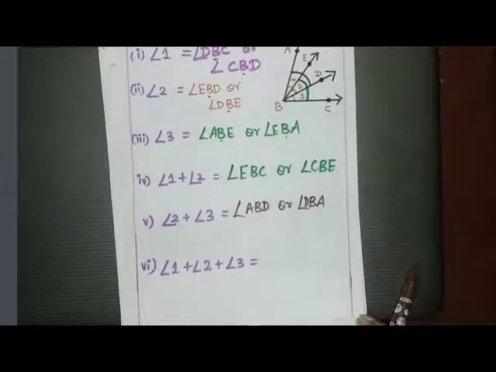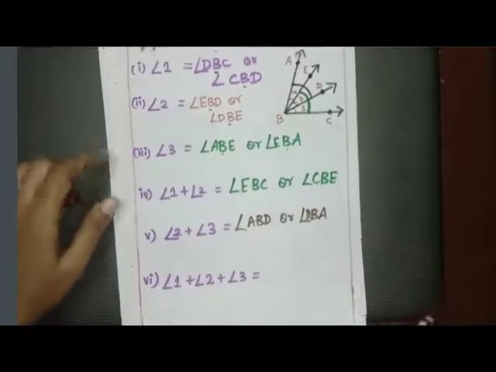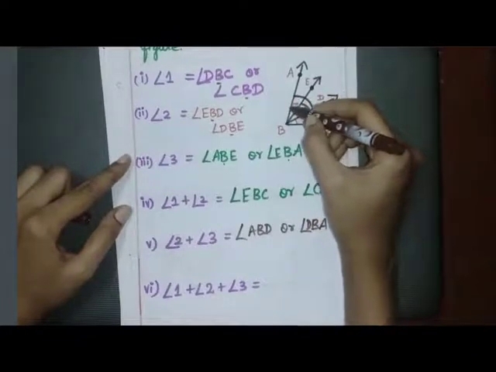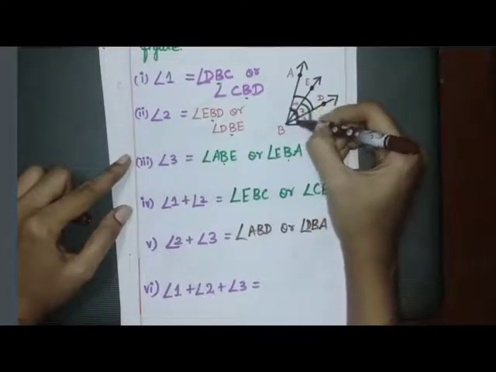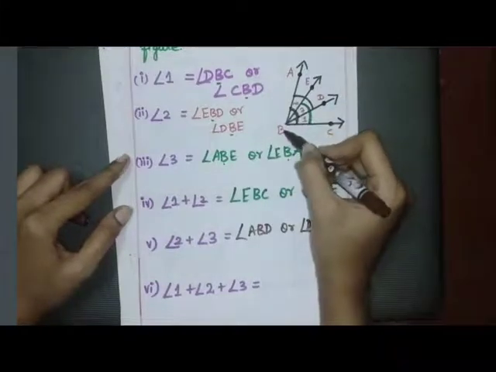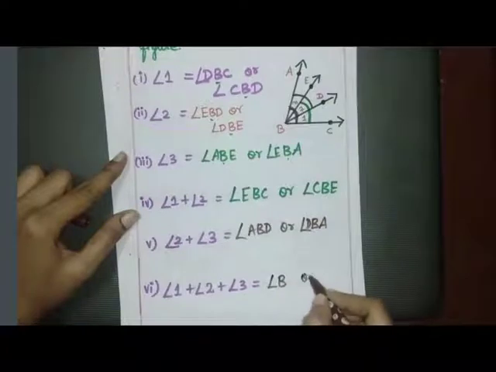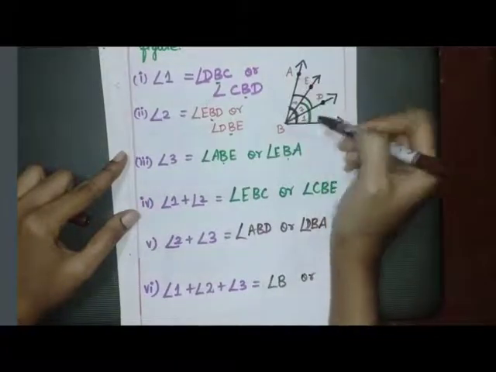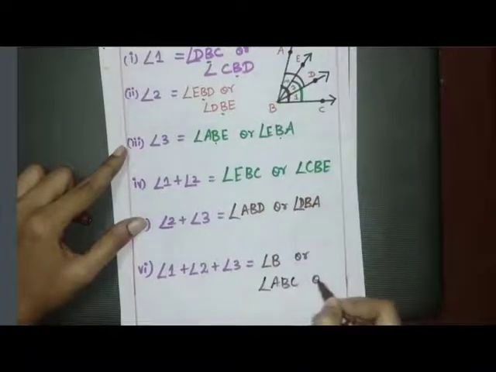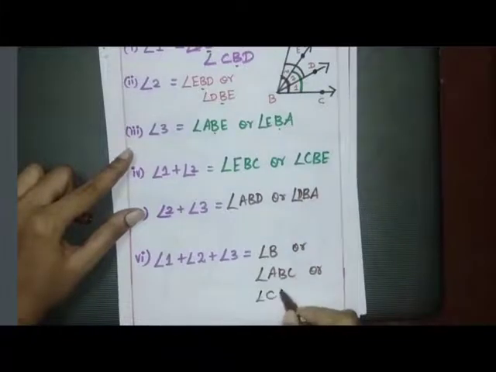What is the final one? Angle 1 plus 2 plus 3. So the full angle. You have to write the name for this full angle B. This full angle denotes B. So you can write either B or ABC or CBA. Very good.